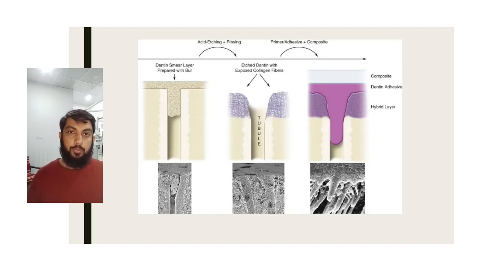This also caused problems with etch and rinse. Prolonged drying caused the exposed collagen to collapse, resulting in less depth of penetration of the bonding agent into the collagen. So the bonding is compromised. So they tried to use another method called the moist bonding technique.